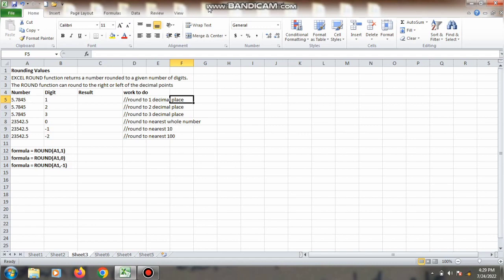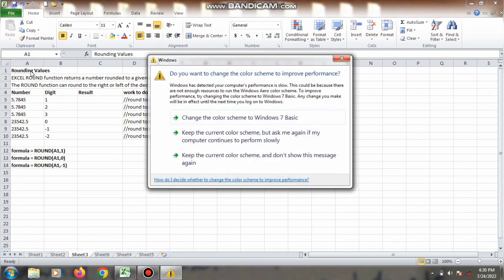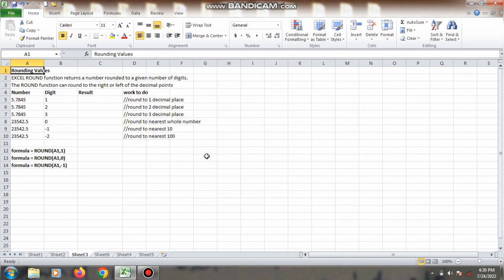It's very simple. That's why I said the Excel ROUND function returns a number rounded to a given number of digits. As we have been telling you before, there is nothing you can do without giving it the command. If you don't instruct the system to do it, then it can do nothing. So the ROUND function can round to the right or left of the decimal point. What do we mean by right or left? That means to the positive or to the negative value of the decimal point.